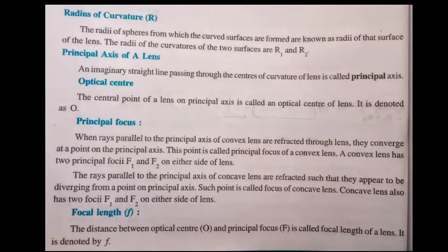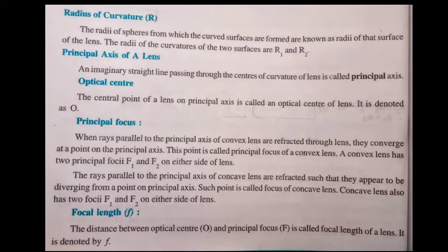Radius of curvature. The radii of the spheres from which the curved surfaces are formed are known as the radii of curvature of the surfaces of the lens. The radii of curvature of the two surfaces are taken as capital R1 and capital R2. Principal axis of a lens. An imaginary straight line passing through the centers of curvature of a lens is called the principal axis. So it is an imaginary axis or imaginary straight line.